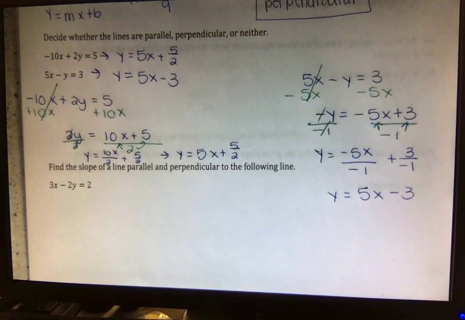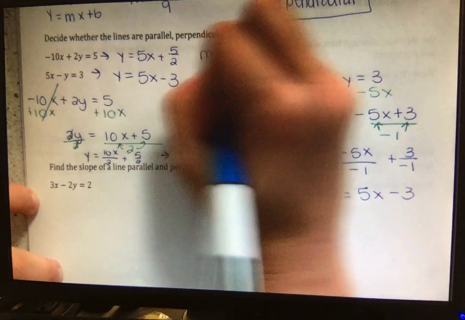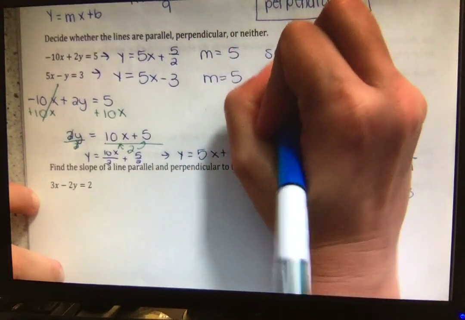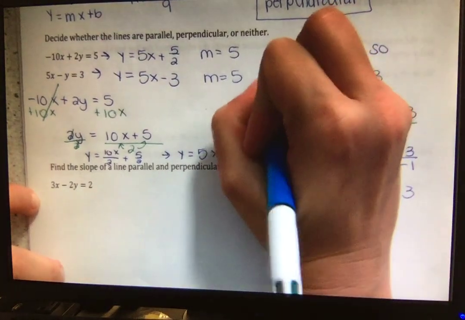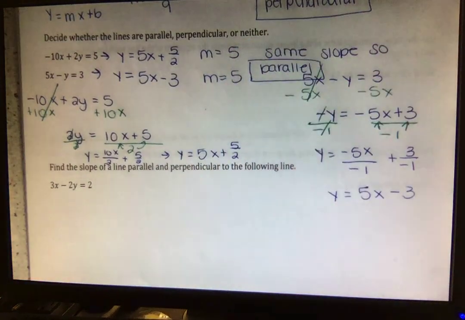So we have y equals 5x plus 5 over 2 and y equals 5x minus 3. Parallel, perpendicular, or neither? Parallel. Good, they have the same slope. Our slope is 5 for both of them. So we know they are parallel. Same slope, so we know they are parallel. Last question for this section.